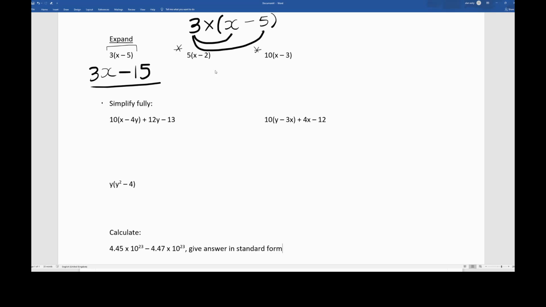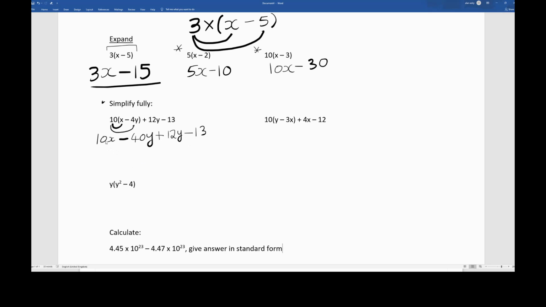Okay, so 5 bracket x minus 2, we should have 5x minus 10. 10 bracket x minus 3, that should be 10x, take away 30. Okay? So if I wanted to simplify these expressions, you would need to expand first. So 10x, and then you've got 10 times minus 4, which is minus 40. So it's 10x, take away 40y, add 12y, take away 13.